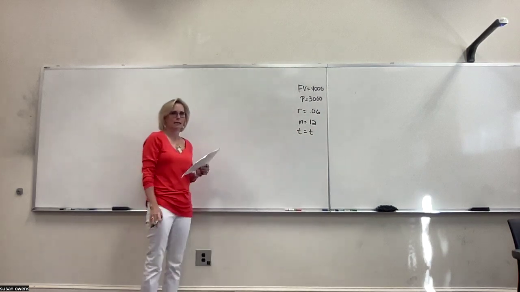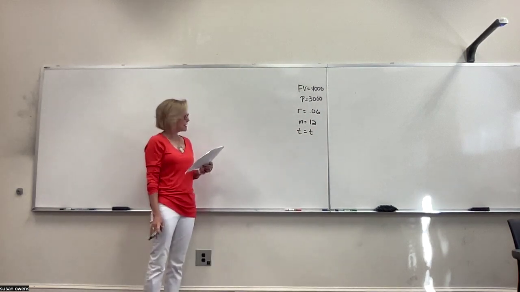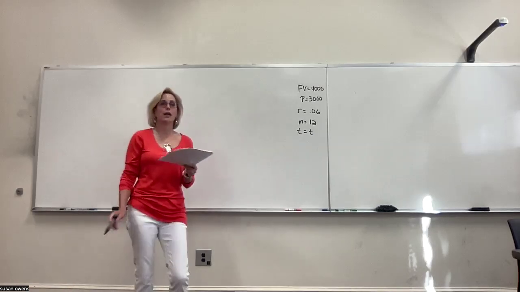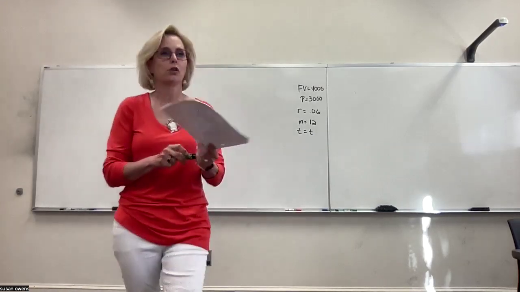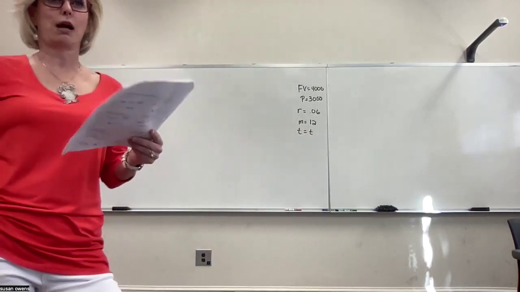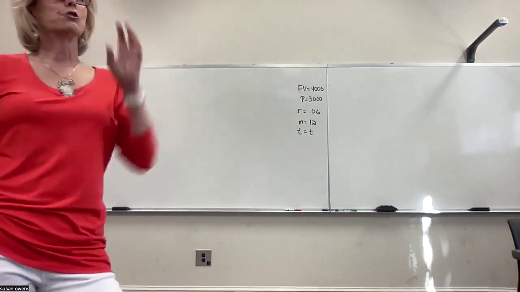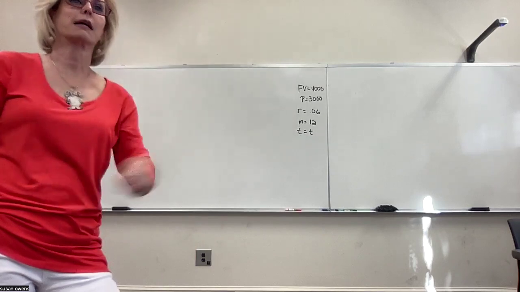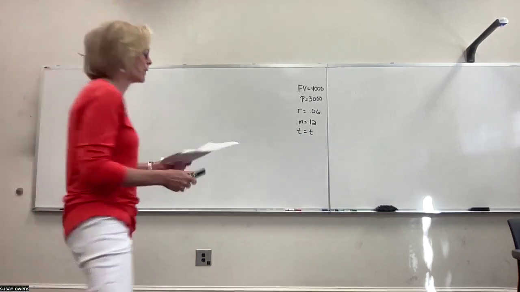Wait, compounded monthly. Monthly is 12. I just got confused because I saw annual interest. That's why I tell you to look for the word compound and then look for the word that describes it, because interest is always yearly, right? But it's how many times they compound it in that year.